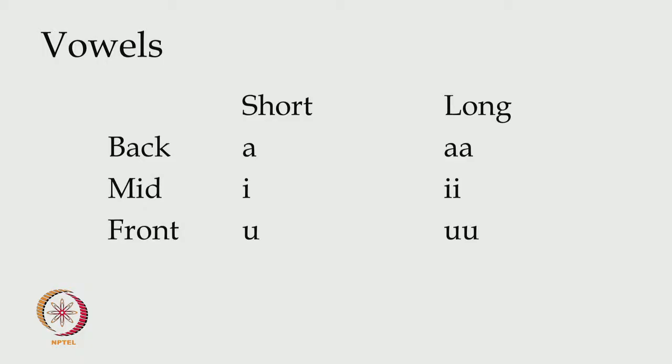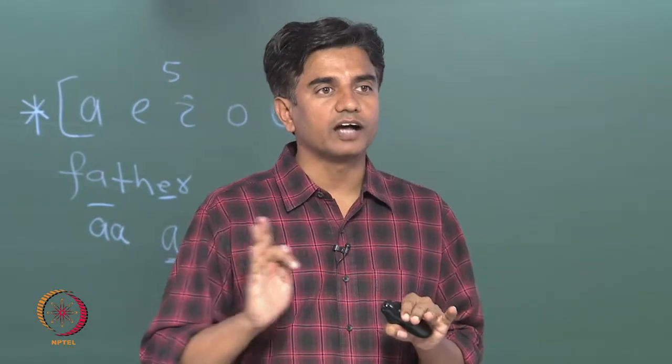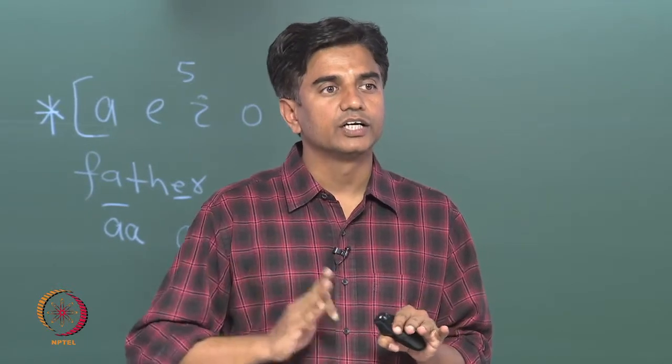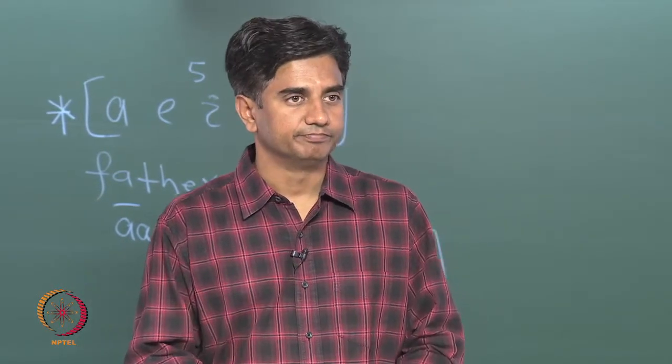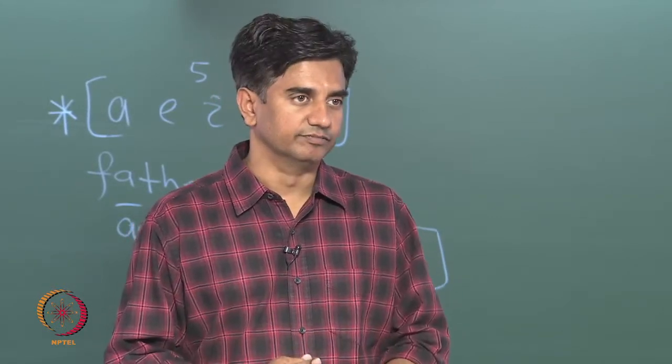Some examples of vowel sounds. These are not all. They are some examples of vowel sounds. They are a, a, e, u, and u. So, one a is a short vowel and its counterpart a is longer than that. When we say long vowel, we mean relatively longer than the short one.